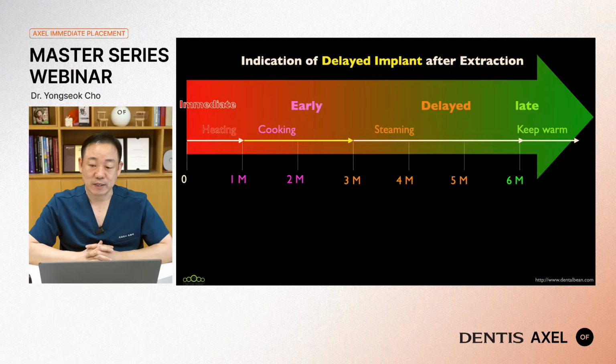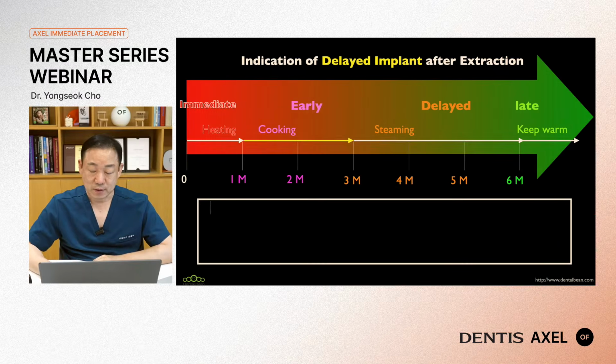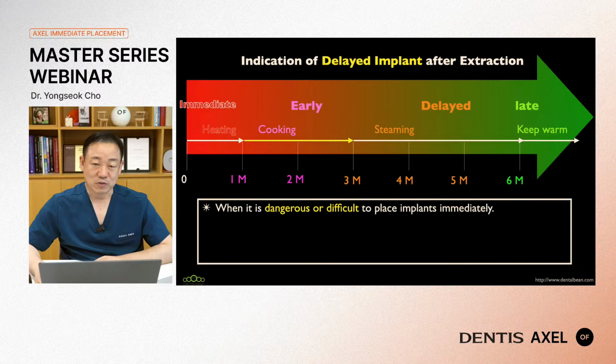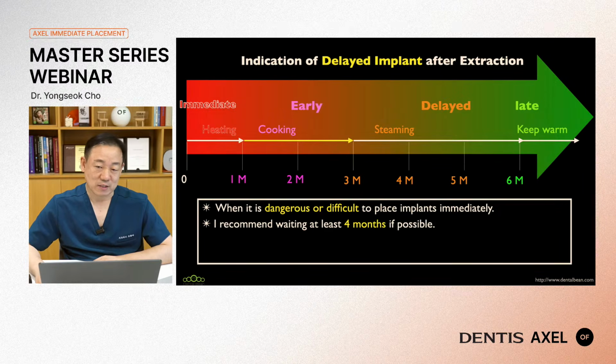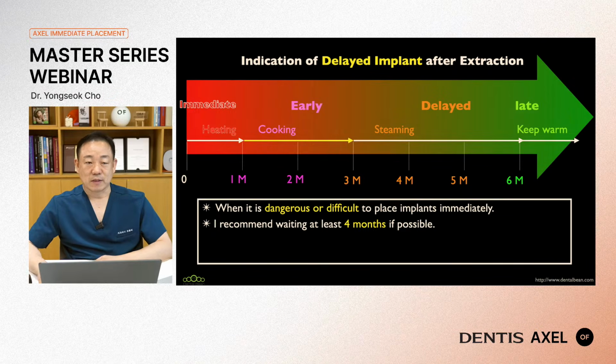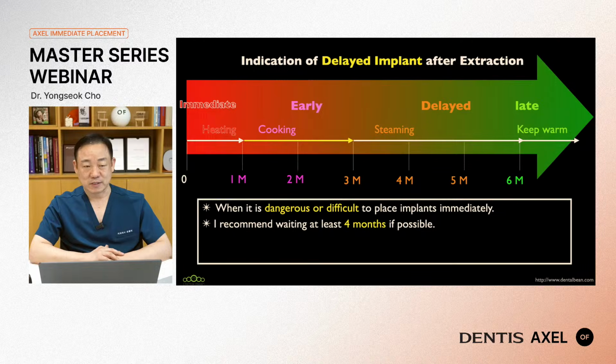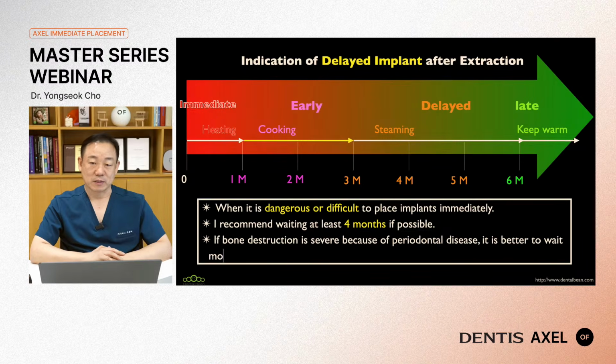The indication of delayed implant is when it is dangerous or difficult to place implant immediately. I recommend waiting at least 4 months if possible. In many cases, especially when the patient's tooth was extracted because of periodontal disease, 3 months is not enough. Even 4 months looks not enough. In this situation, even 6 months looks better than 3 or 4 months. When it is a fresh extraction socket, you can wait 3 to 4 months.